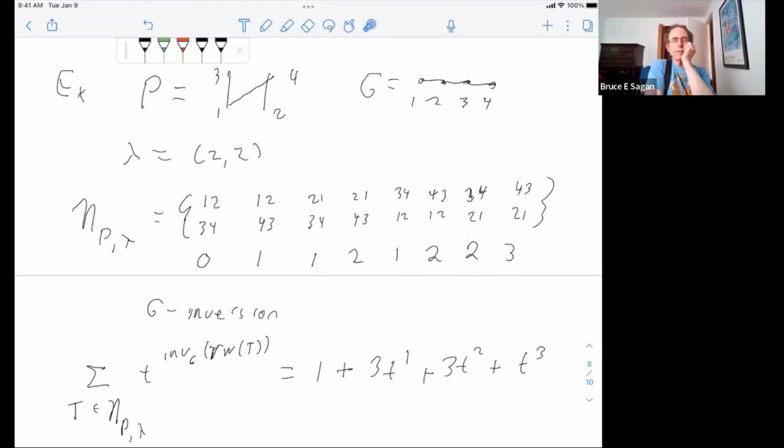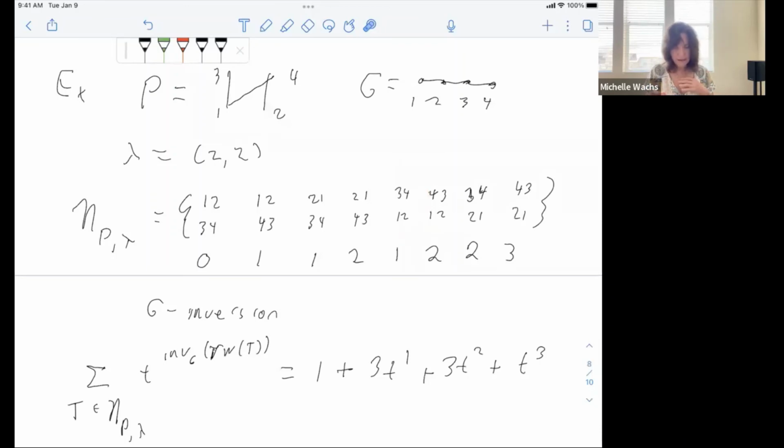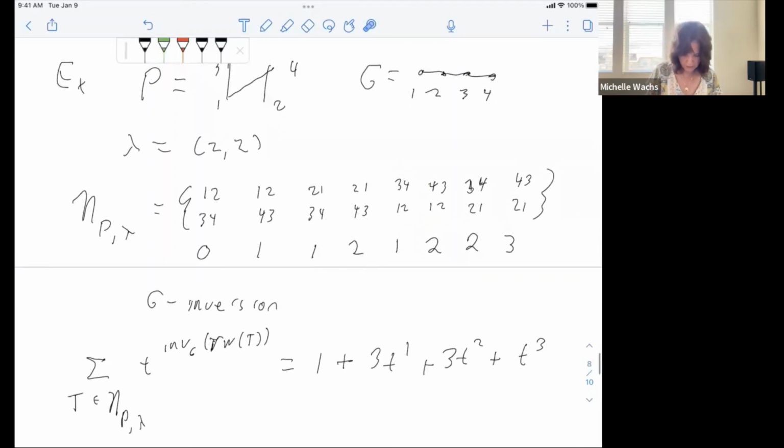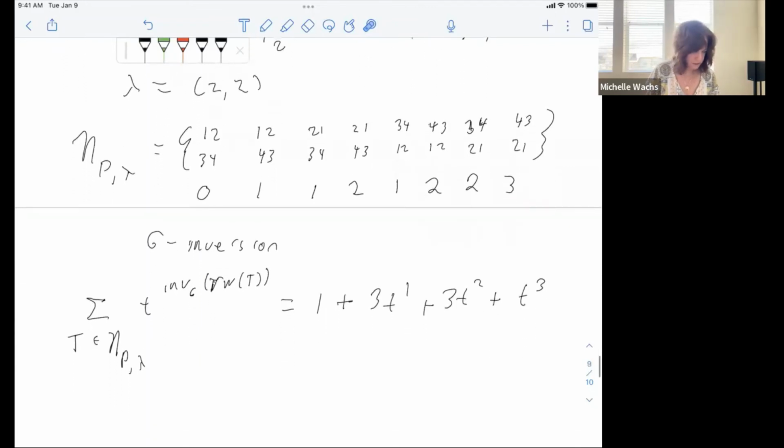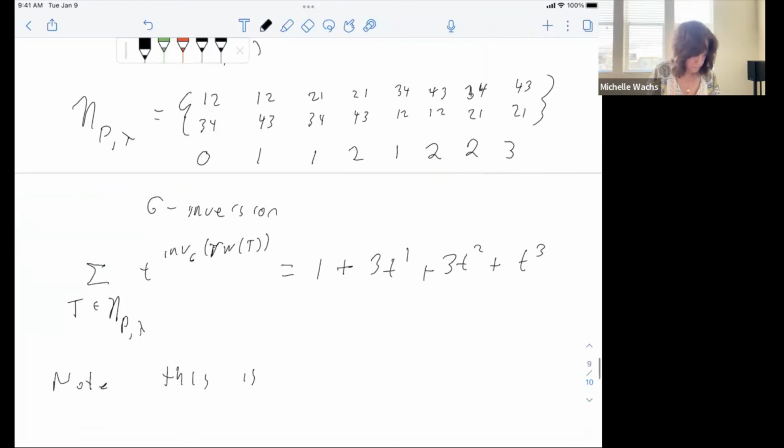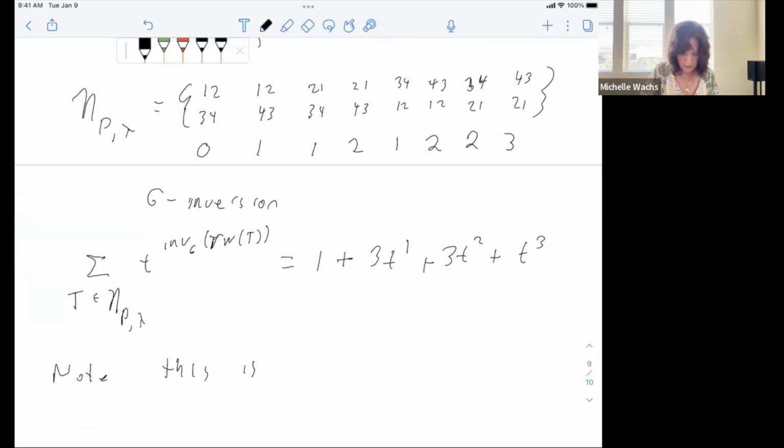So those are the G inversions. So that depends on G. The tableaux themselves depend on P. But G is the incomparability graph of P. So we get this. And note, this polynomial is palindromic and unimodal.